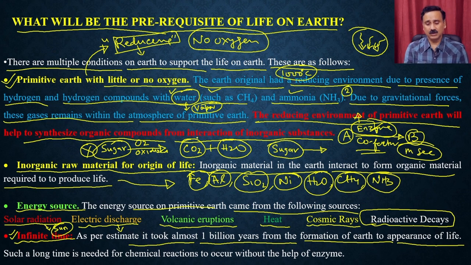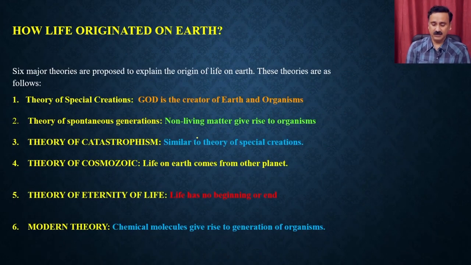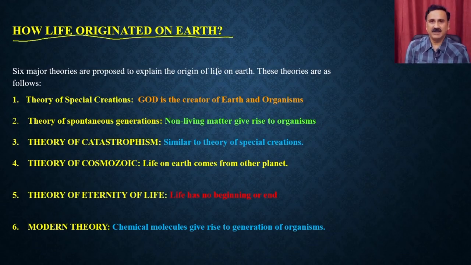To understand that question, people in different eras proposed different types of hypotheses or theories to explain it. So what are these theories? These theories were mainly based on either an experimental basis or assumptions, right? There are six major theories which have been proposed to explain the origin of life on the earth. These theories are as follows.